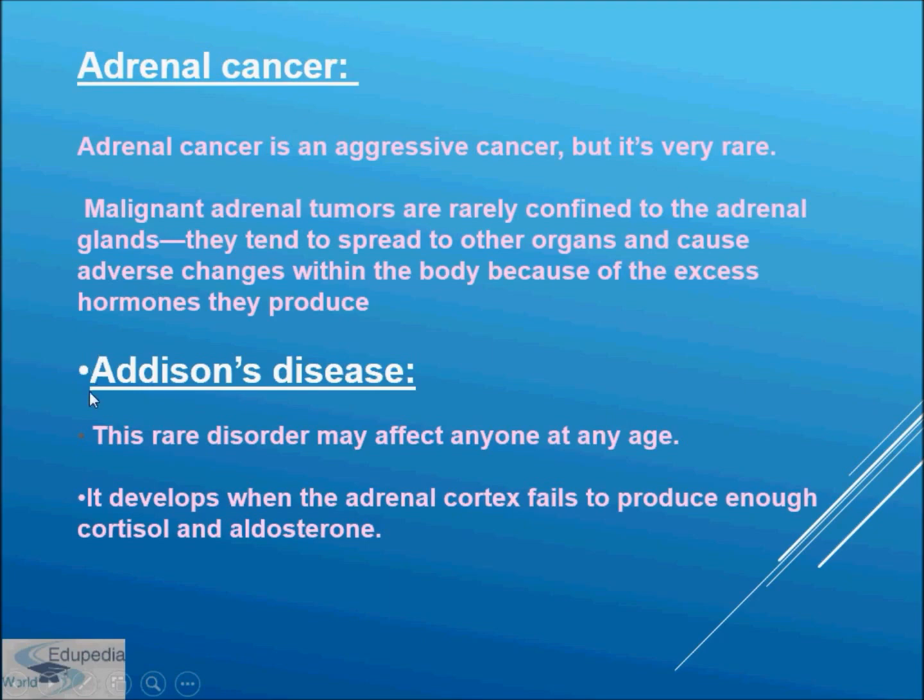Now comes Addison's disease. When I taught you about the Cushing syndrome, I told you that it is just opposite to the Addison's disease. This disease is caused by the deficiency of mineralocorticoids and glucocorticoids. But this is a very rare disorder which may affect anyone at any age. Okay.